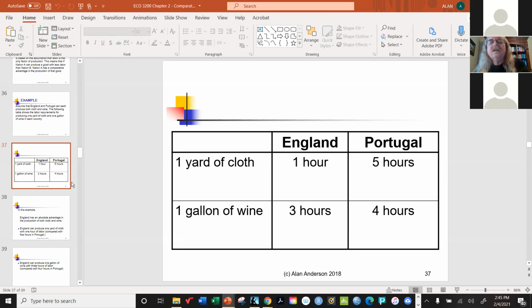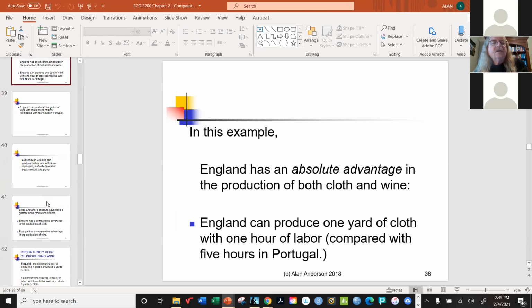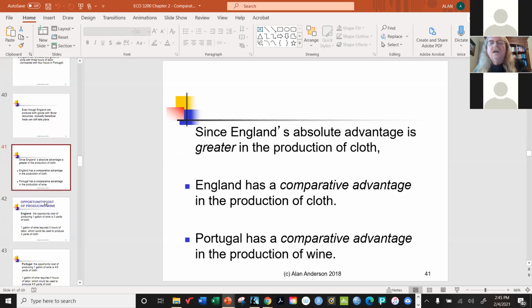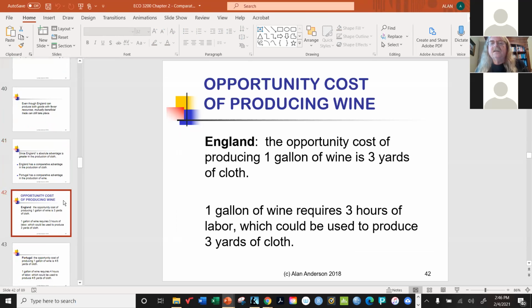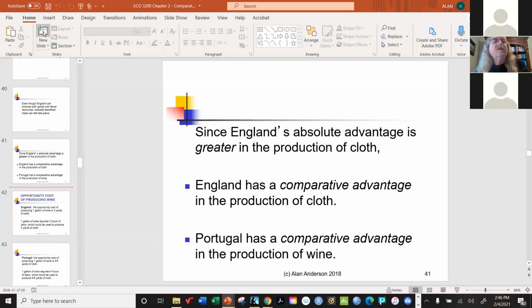All right, so we calculated the opportunity cost for both goods for both countries. So how did that work? Let's see, how do we actually calculate this? So keep in mind that whenever we calculate an opportunity cost, let me just show you in general what that looks like.